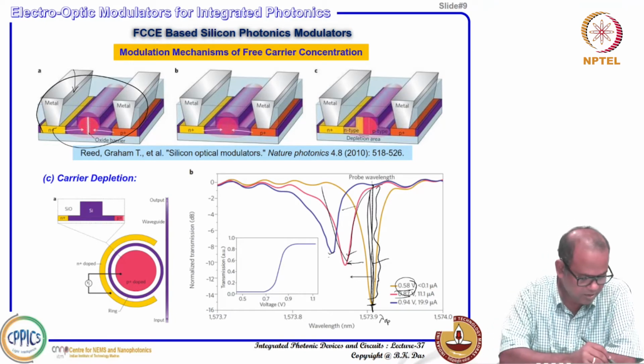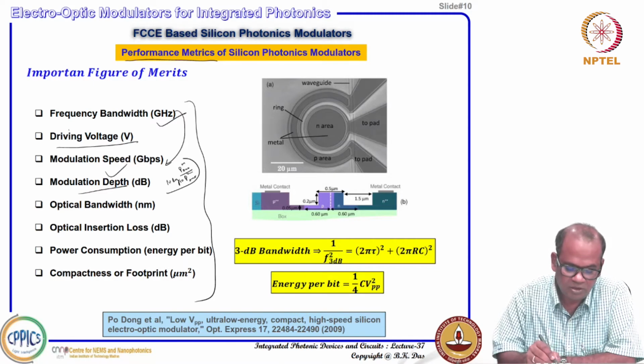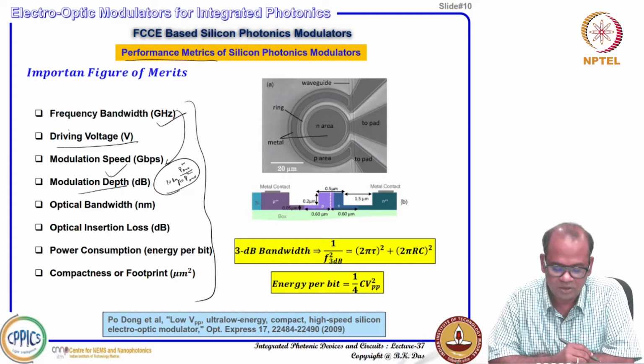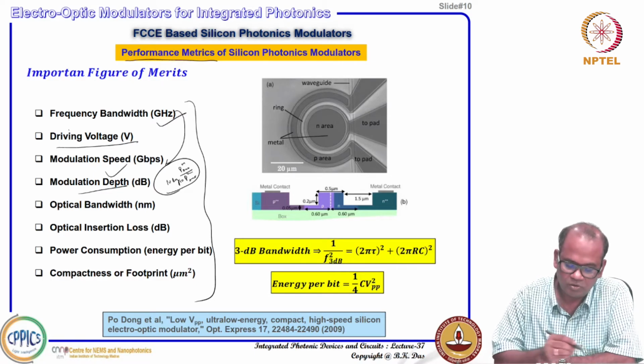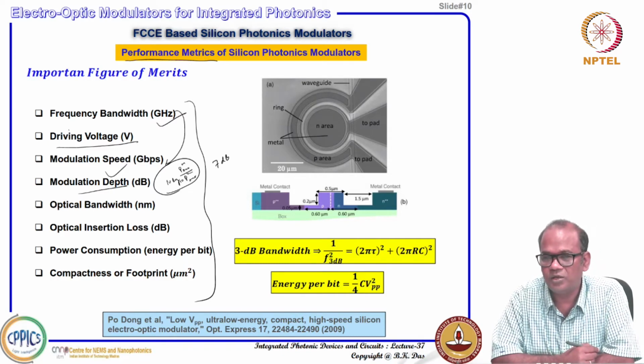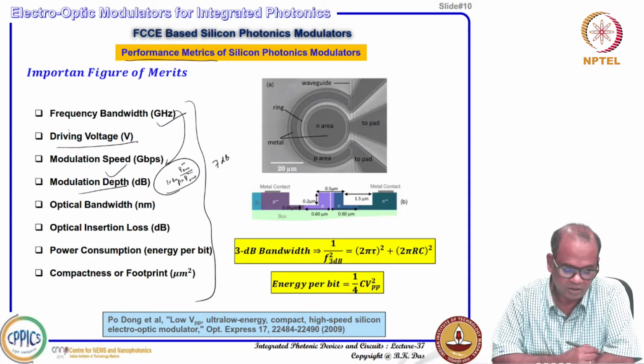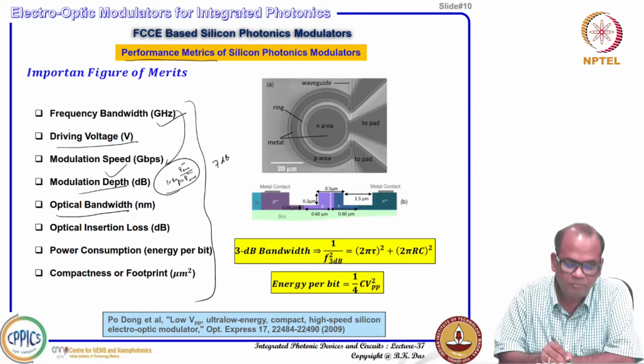Modulation depth is defined as 10 log of P output max divided by P output min, to the base 10. So that is your modulation depth. This modulation depth should be a reasonable amount. The benchmark is about 7 dB, but many of the devices we are showing can do much more, particularly ring resonators. This modulation depth can be very high, but another important thing is the optical bandwidth.